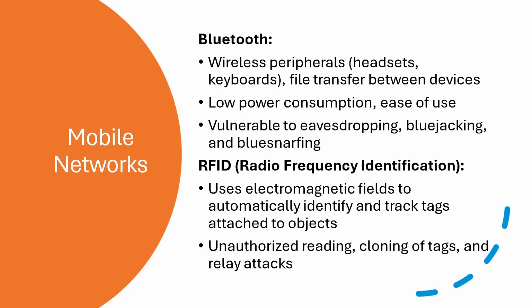RFID or radio frequency identification. RFID uses electromagnetic fields to automatically identify and track tags attached to objects. Vulnerabilities shown by RFID are unauthorized reading, cloning of tags, and relay attacks.